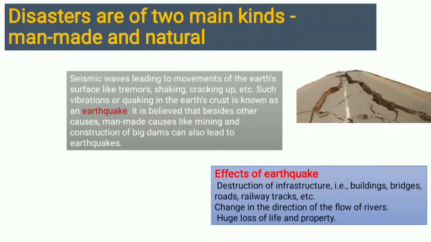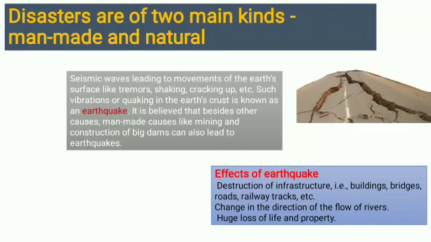So why is it happening? Because of seismic waves. These are the waves which are generated inside the earth. They cause heavy shaking, cracking, vibration. Such vibration or cracking in the earth's crust is known as an earthquake. It is believed that besides other causes, man-made causes like mining and construction of big dams can also lead to earthquakes. So if an earthquake occurs, it can also be due to man-made changes, that is, mining and construction of big dams. So we have studied natural as well as man-made disasters.